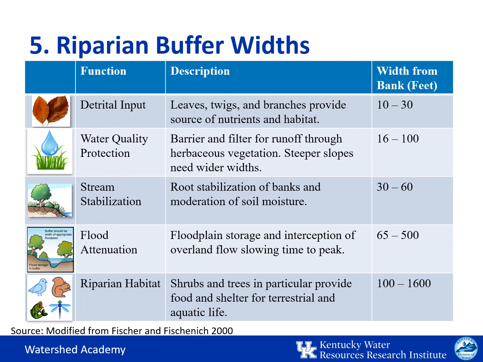Flood attenuation, so storing some of that flood water and intercepting overland sheet flow. That's going to be much wider, 65 to 500 feet. And then finally, riparian habitat, where organisms can live, shrubs and trees to provide terrestrial wildlife as well as inputs for aquatic life. It's going to be 100 feet up to as big as you can get it.